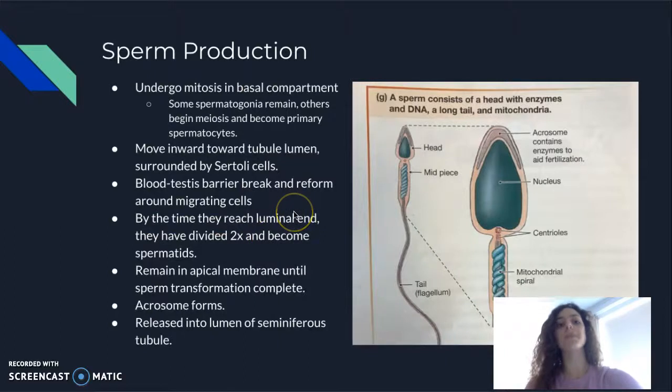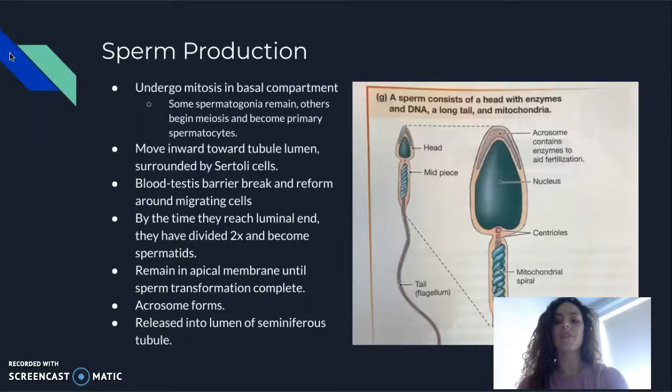So now we'll talk about sperm production. The spermatogonia undergo mitosis in the basal compartment. Some spermatogonia will remain in the basal compartment, while others will begin meiosis and become primary spermatocytes. And then they'll move inward towards the lumen of the tubule, and they're surrounded by Sertoli cells continuously. The blood-testes barrier will break and then reform around those migrating cells. By the time that they reach the luminal end, they'll have divided 2 times and will have become spermatids. And they'll remain in the apical membrane until a complete sperm transformation happens.